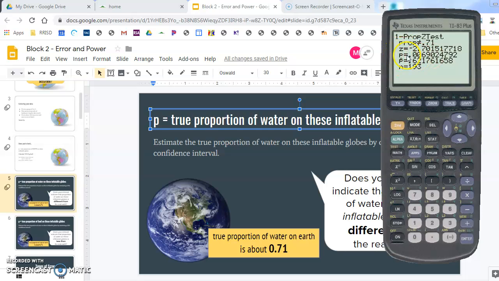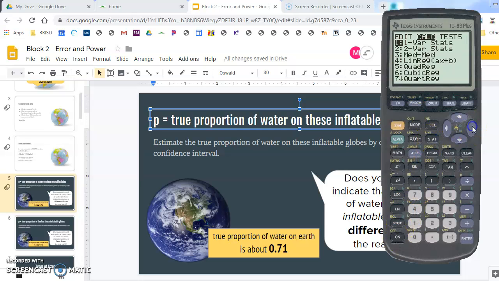So p-value is what we would use, and if our alpha was 0.05, we would say, since 0.0069 is less than 0.05, we reject the null. We have evidence that the true proportion of water on the globes is different from on the Earth. The p-value has already been doubled. So if you remember from the first lesson, we talked about on a not equal to hypothesis, we double the p-value, or we double the probability to get the p-value. This has already been doubled. So the calculator literally does all the work for us.